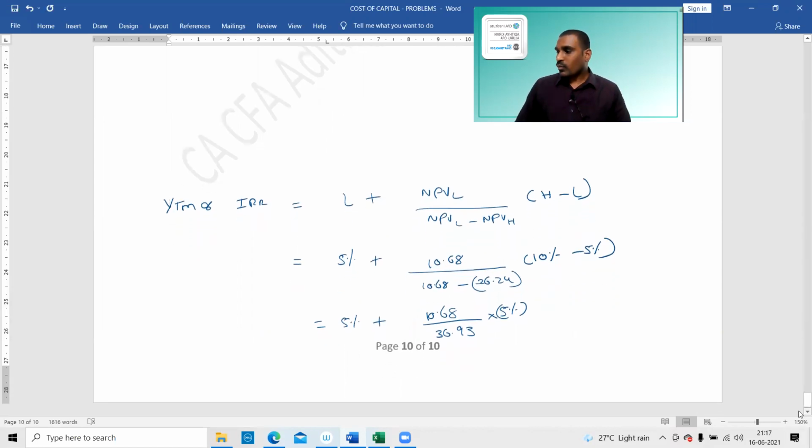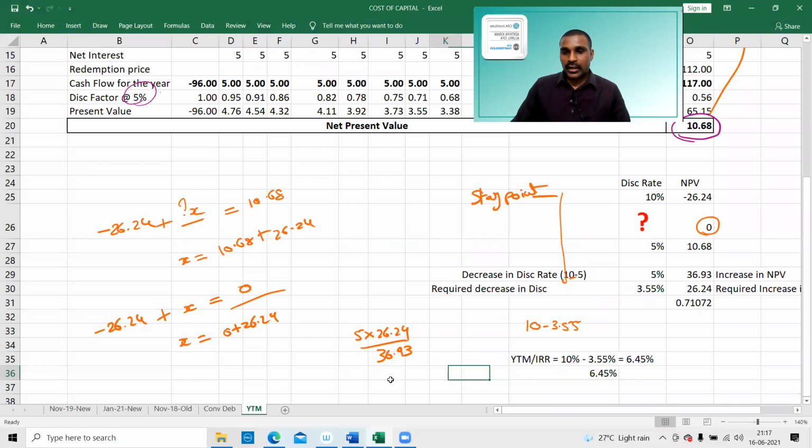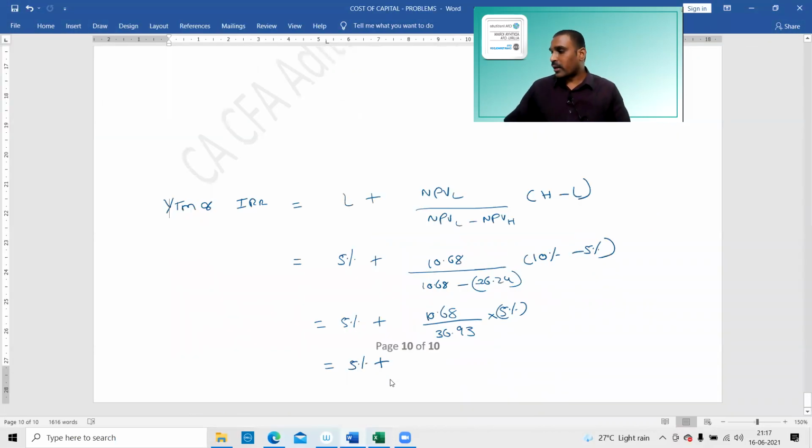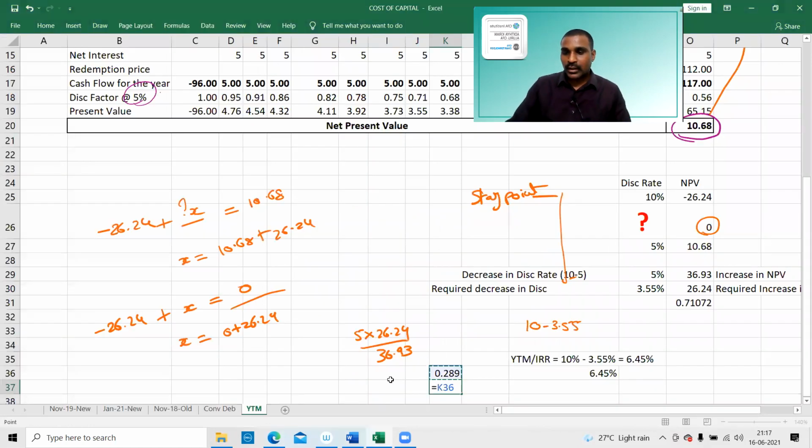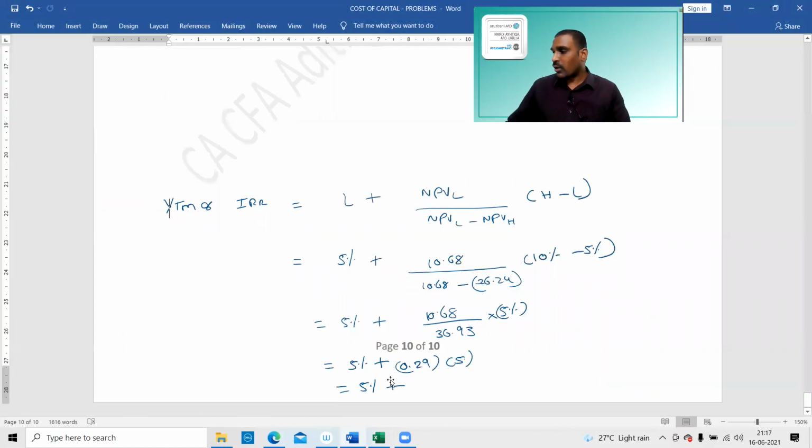So you will get 5% plus 10.68 divided by 36.93. I got 0.289, about 0.29, into 5%. That is 5% plus 0.29 into 5. How much did we get? 1.45. 1.45 plus 5 is equal to 6.45. We'll get the same answer.